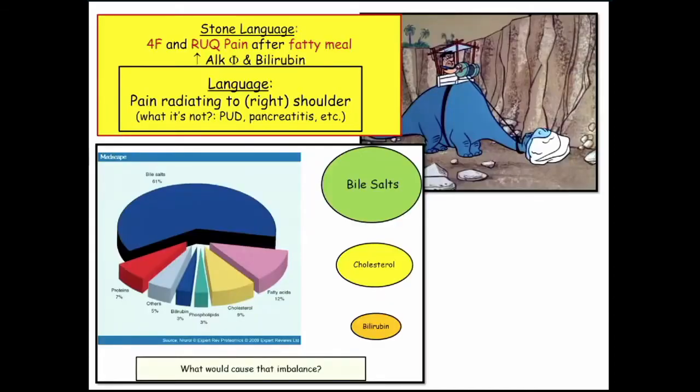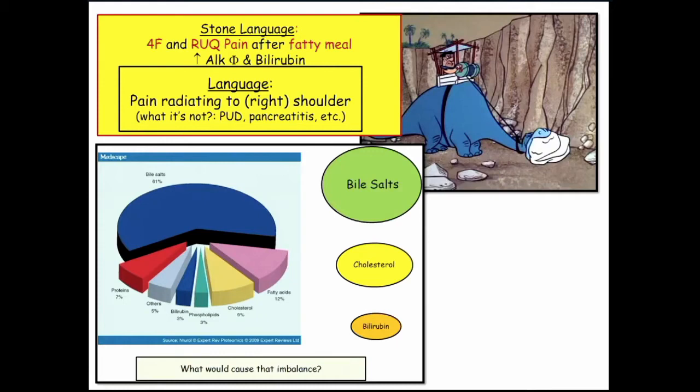All right, so here we are, back to the stones. 4Fs: female, fat, fertile, 40. It really just has to do with estrogen predisposing to stone formation, estrogen causing increased cholesterol. Right upper quadrant pain after a fatty meal.